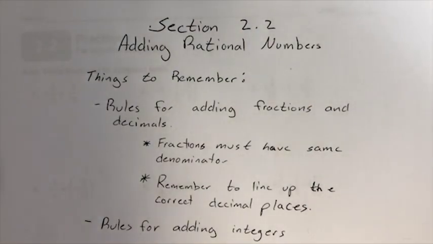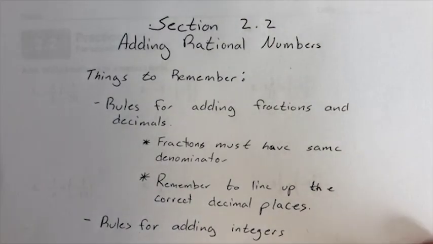All right, section 2.2, adding rational numbers. Things to remember: your rules for adding fractions and decimals are not changing. Fractions must have the same denominator, and when you're adding and subtracting decimals, you need to line up the correct decimal places.